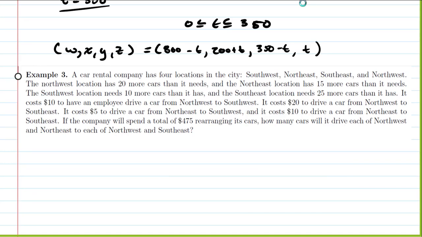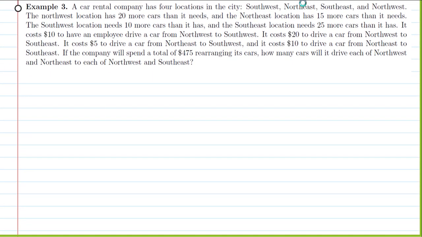All right. So a car rental company has 4 locations in the city: southwest, northeast, southeast, and northwest. The northwest location has 20 more cars than it needs. The northeast location has 15 more cars than it needs. The southwest location needs 10 more cars than it has. And the southeast location needs 25 more cars than it has.